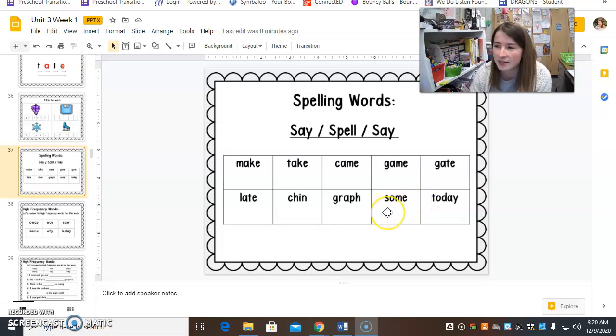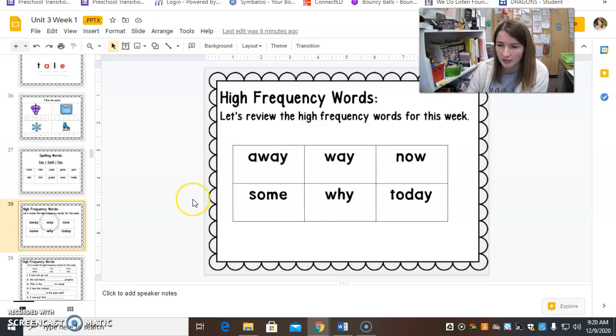Some, S-O-M-E, some. Today, T-O-D-A-Y, today. All right, let's look at our sight words.